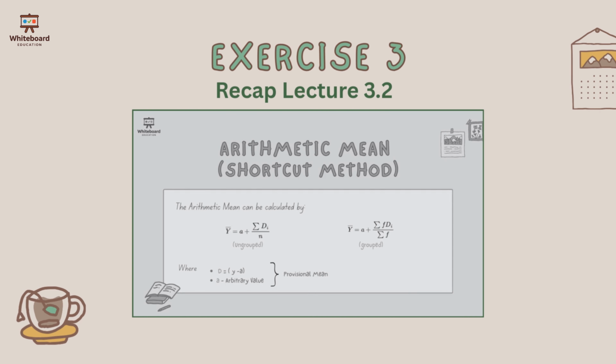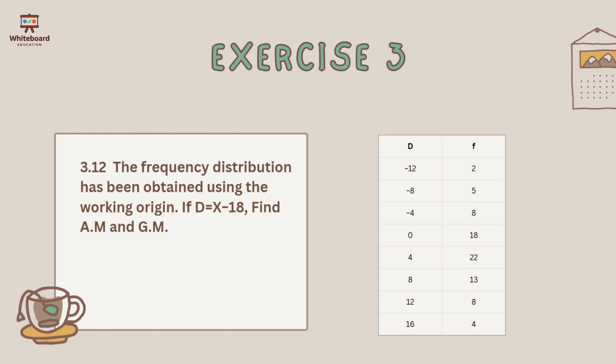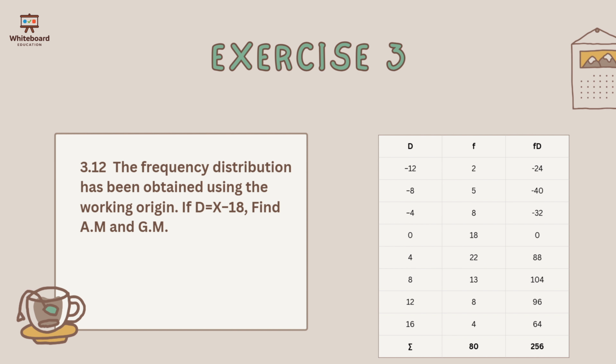Now what is the question? The frequency distribution has been obtained using the working origin. If d is equal to x minus 18, find AM and GM. Now, first, multiply each variable d by its corresponding frequency and then take the summations. Here we are using the shortcut method of the arithmetic mean. The formula is AM equals a plus summation fd over summation f.